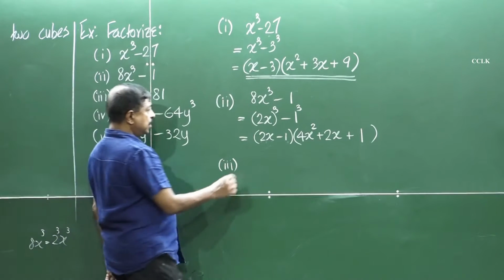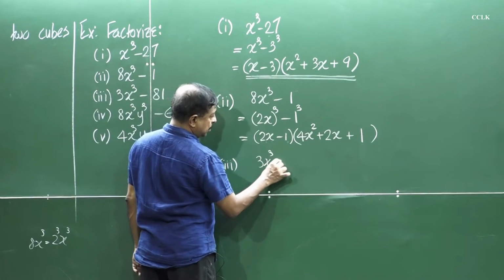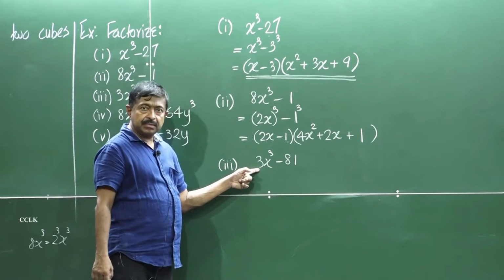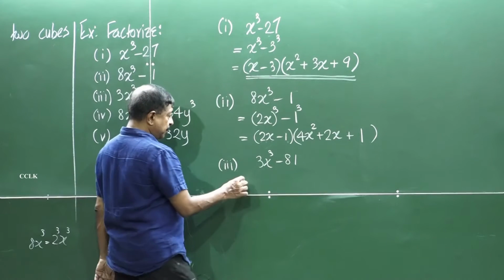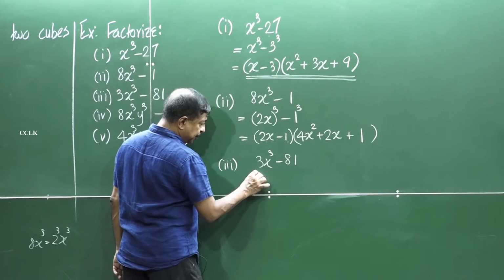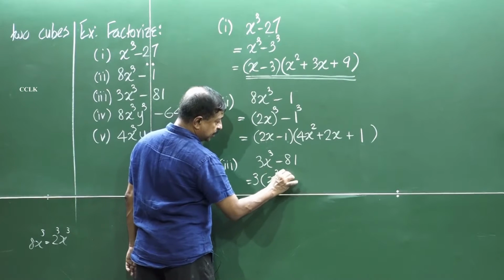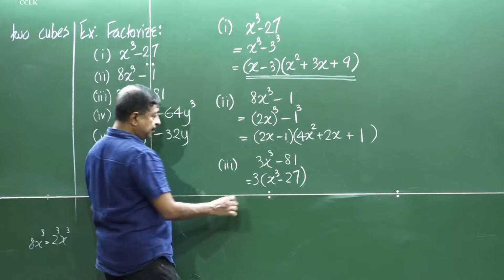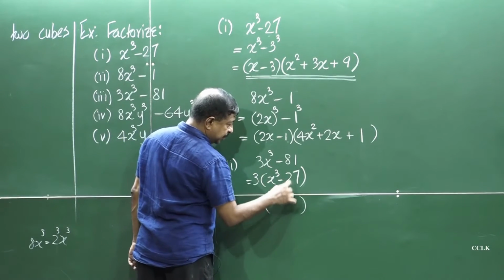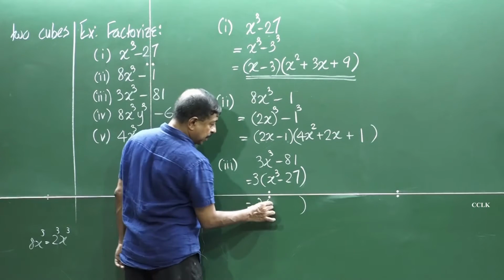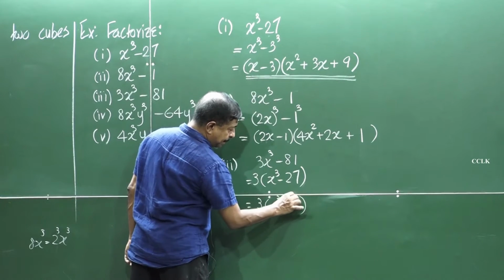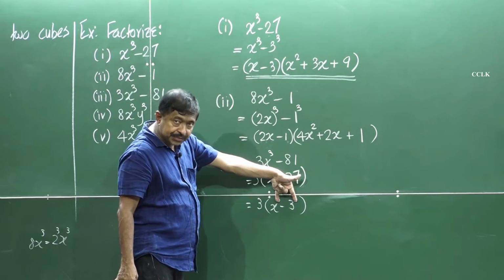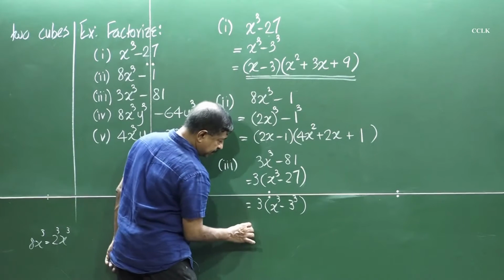Take this one. 3x cube minus 81. 3 is a common factor. None of them is a cube and in this form. But if you pull out 3, you will end up with this. It's exactly what you had at the beginning. So this is 3 cube. You know what it is, but let me write it like that. Delete these two. What you see is x minus 3. So that's your first factor.